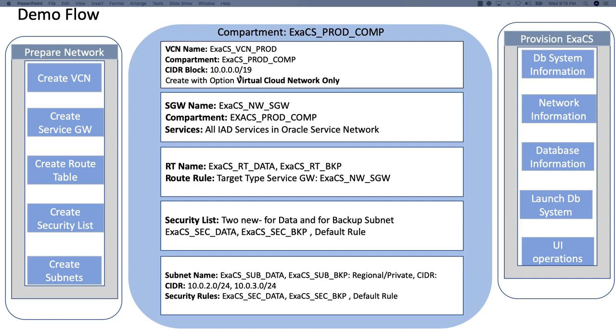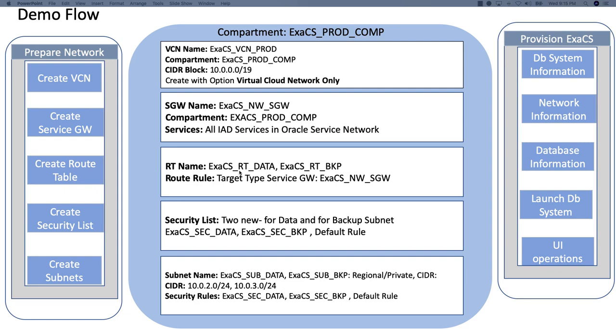While creating a VCN, we will use option virtual cloud network only. And the second step is going to be creating the service gateway. We'll give service gateway a name. I'm going to create all of my resources in one single compartment, and the service type will be all services in Oracle Service Network. The third thing is creating a routing table.